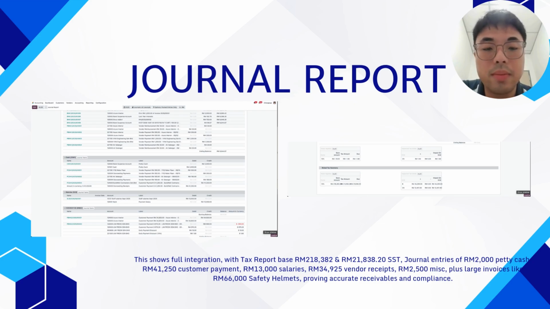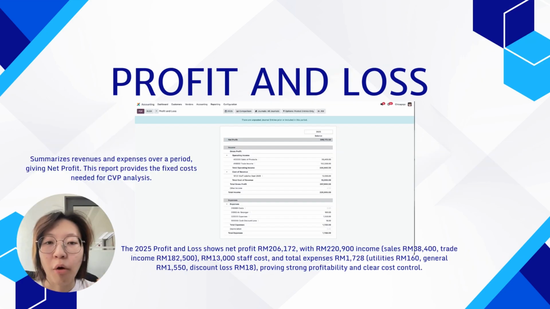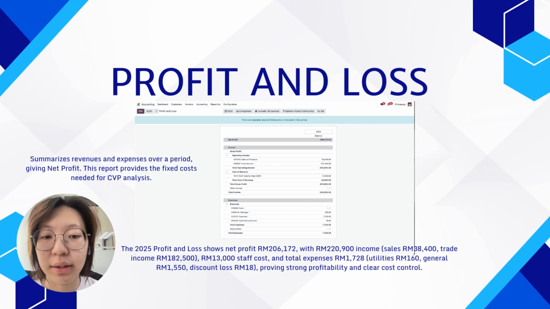RM 2,500 miscellaneous, plus last invoice like RM 66,000 safety helmet, providing accurate receivables and compliance. Profit and loss is the summary of revenue and expenses over a period, giving the net profit. This report provides the fixed cost statement for the CVP analysis.